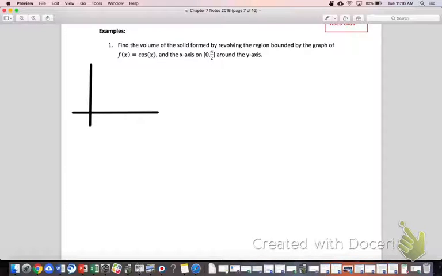So we do the typical cosine, maybe it looks something like that. And this would be on the interval from 0 to pi over 2. Like so. Okay, so let's see if we can get some things put in here that we talked about in the video. We're going to be revolving this around the y-axis.